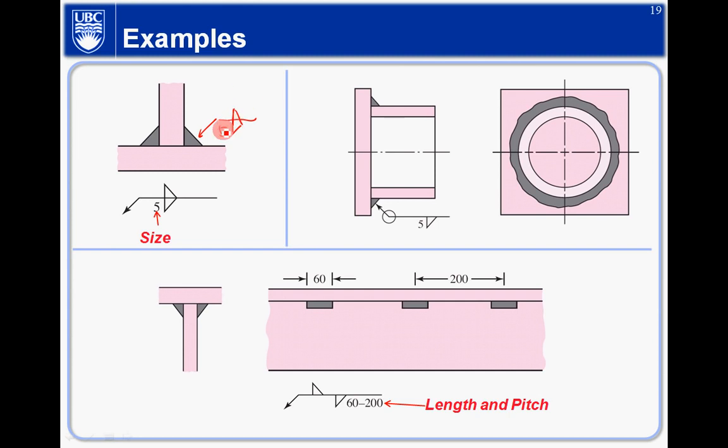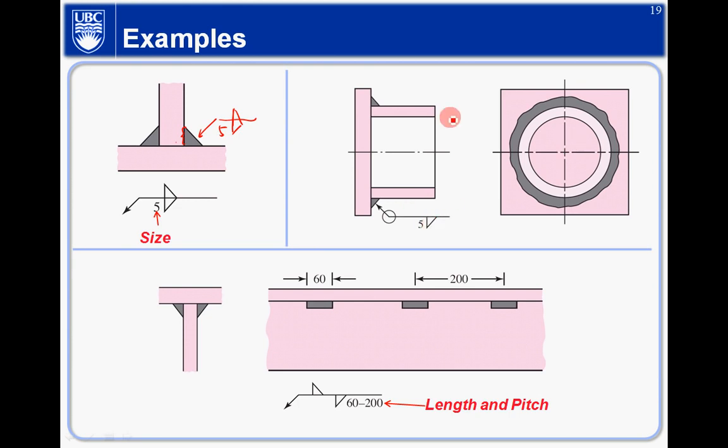So the 5 here refers to the so-called leg size. Basically, it's the size of this leg. That's the one very important piece of information you will use in terms of the joint analysis. Just remember this number here refers to the leg size.